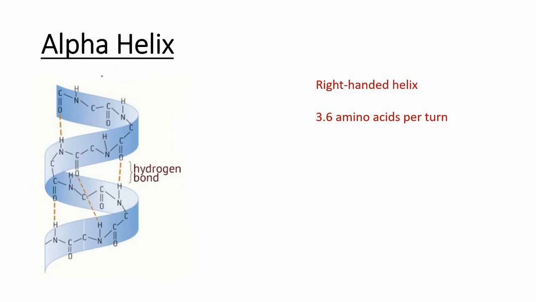The alpha helix is a right-handed helix, which means if you look from the top, you will see that the helix moves in a clockwise direction as it moves away. The alpha helix has an average of 3.6 amino acids per turn. Alpha helices are very common in proteins.